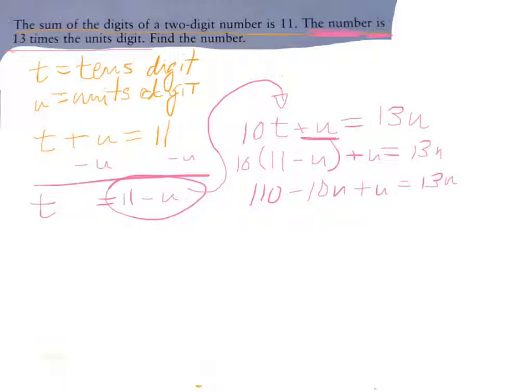All right, so I got 110 minus 10u plus a u equals 13u. Sorry about that. So I got 110 minus 9u, right? I put these two together. Negative 10u and a u is negative 9u equals 13u. Okay, so I'm going to add 9u to both sides. So I got 110 equals 4u.